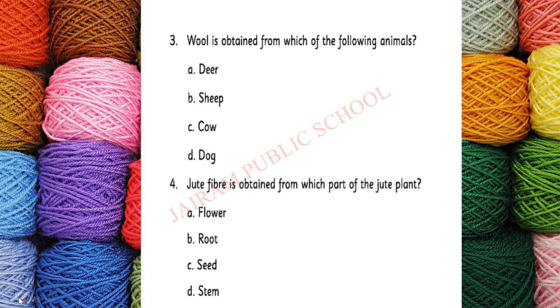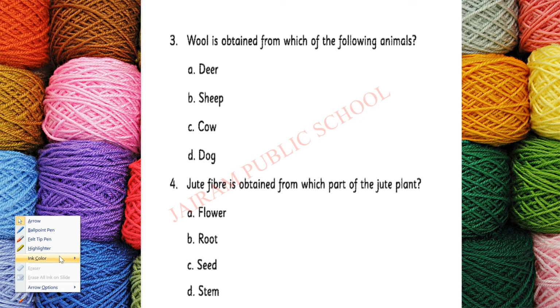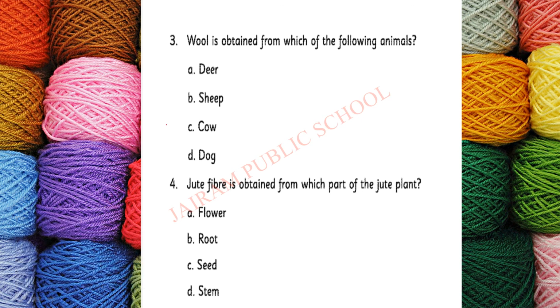Okay, children, listen. See the third one. Wool is obtained from which of the following animals? They have given four options here: deer, sheep, cow and dog. Which one is the correct answer? Very good. Okay, the third one, B is the correct answer. Sheep is the correct answer.